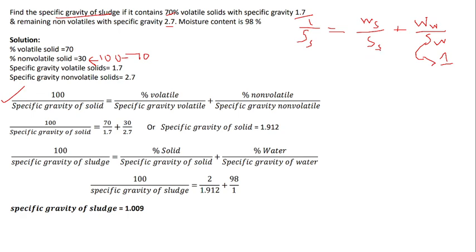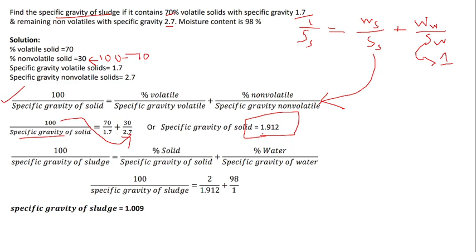The specific gravity of solid is obtained by using this relation, which is the individual fraction, like percentage volatile divided by the respective specific gravity, plus the percentage non-volatile divided by the respective specific gravity. Now substitute the given data: 70 divided by 1.7 plus 30 divided by 2.7. You have to find the reciprocal of this, and bring this 100 to this side, and finally you will obtain the specific gravity of solid as 1.91.